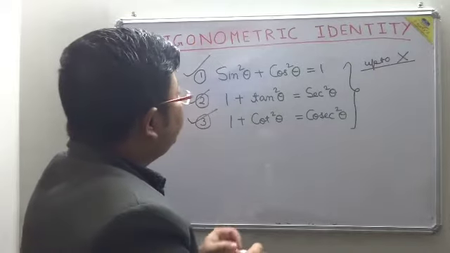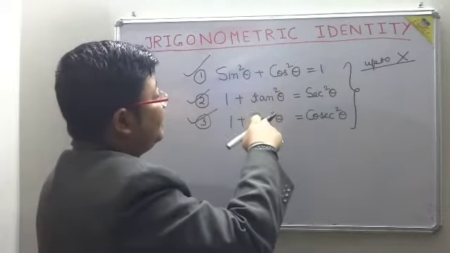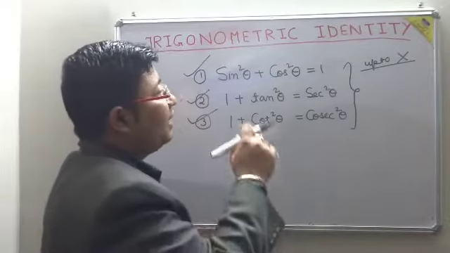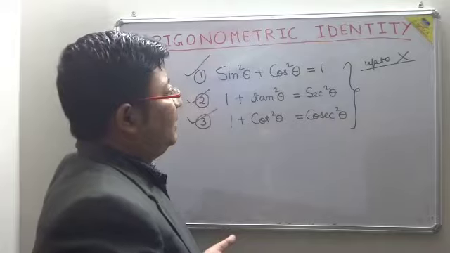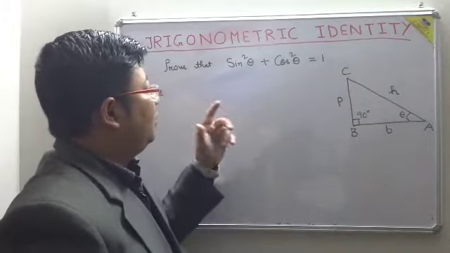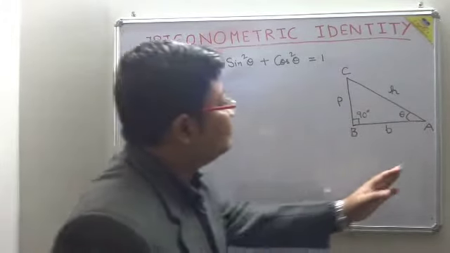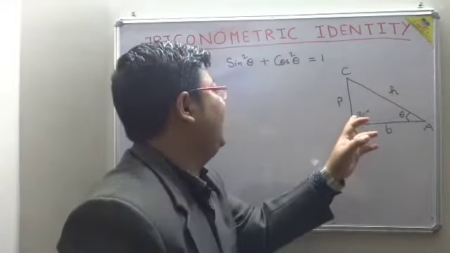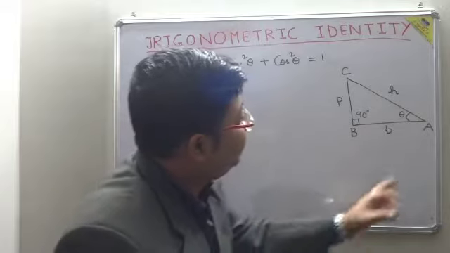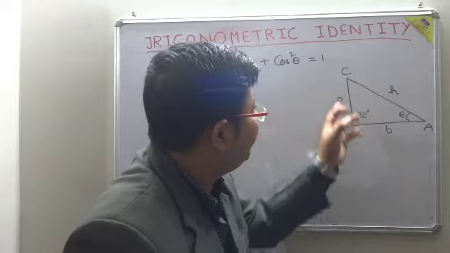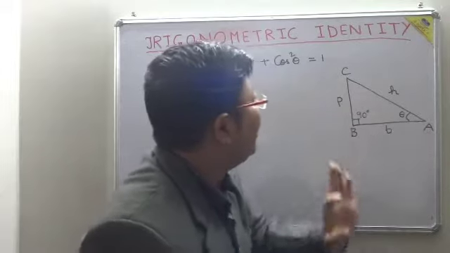Now I will prove the three trigonometric identities one by one. How to prove it? I will show you here. I will draw a right angle triangle ABC, right angle at B. We will prove that sin square theta plus cos square theta is equal to 1. In order to do the proof, we take a right angle triangle ABC, right angle at B, means 90 degree at B, and we take the angle A as theta. So AB will be the base, BC will be the perpendicular, and AC will be the hypotenuse.